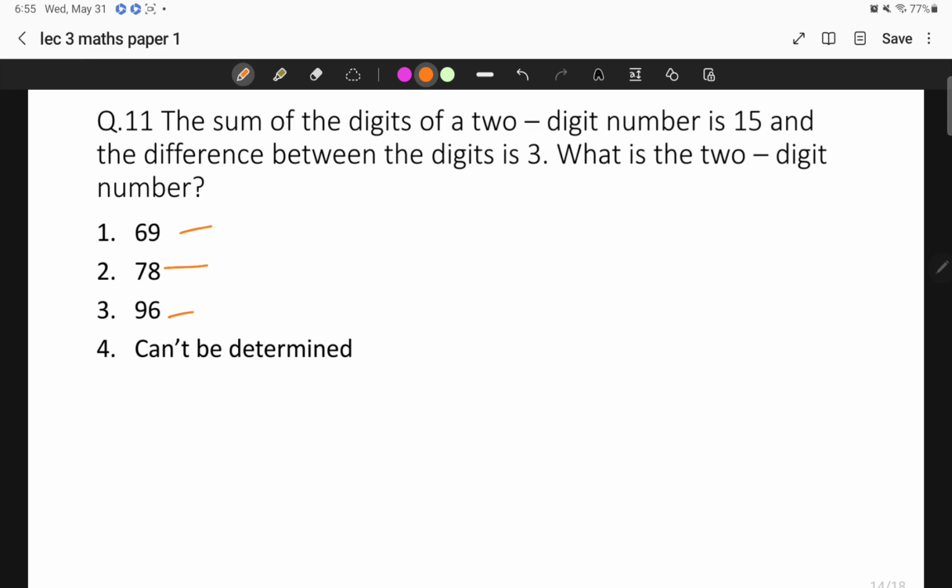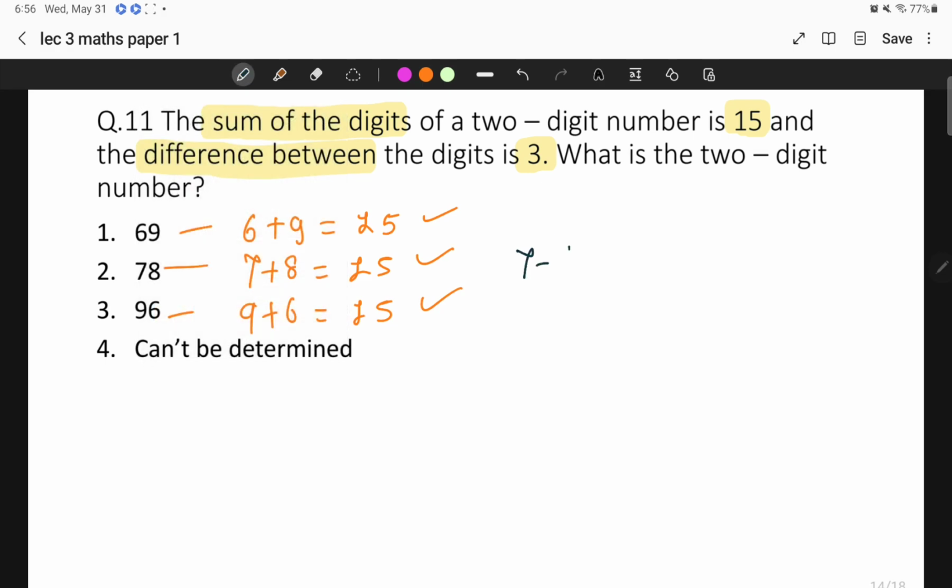Look at the question carefully. The sum of the digits should be 15 and the difference between them should be 3. The summation of 6 plus 9 will give us how much? 15. The summation of 7 plus 8 is 15. The summation of 9 plus 6 is equal to 15. So the first condition is followed by all three options. What is the second condition? The difference between them should be 3.